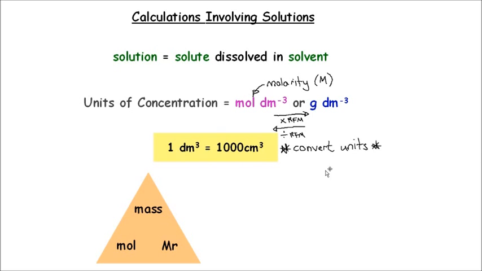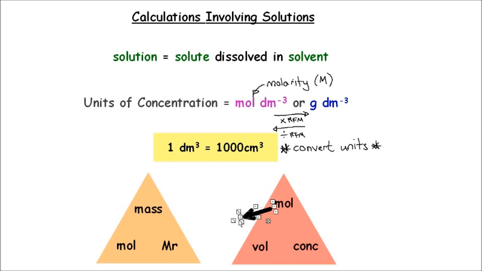Now we're going to bring in another very useful formula triangle. This is a second one we're going to use in conjunction with the first one. This one brings in the idea of moles with the volume and the concentration of something. Remember, these are the units of concentration up here. So we can use this triangle to help us answer some questions. But it's very important to recognize that there is a link between these two triangles, because we've got moles here and we've got moles over here.